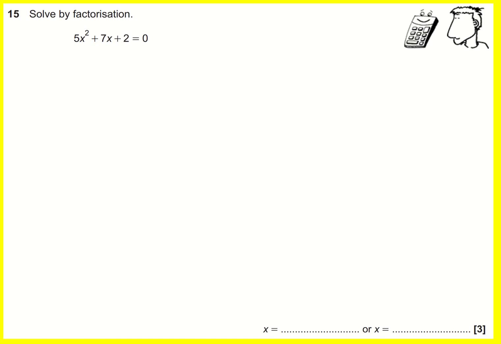Solve by factorization, you say. Okay, we can't use completing the square, we can't use the quadratic formula, we've got to use factorization. Although I'll talk about a little sneak method that you can use if you really struggle with factorization at the end. Right, this kind of question, to factorize it, it's going to have to go into double brackets.